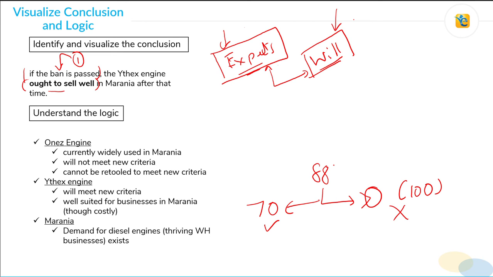So essentially, once the ban goes through, one's is going to get banned. Ythex is not going to be banned. We are given that Ythex is perfectly well suited for the businesses here, and given that the current engine that is widely used, the current dominant player in the Maranian market, that is one's, is going to get banned, given this lack of a strong competition, the author expects that Ythex will sell well. So this is the core logic that is at play here. Now, if this is clear, let us go into pre-thinking.